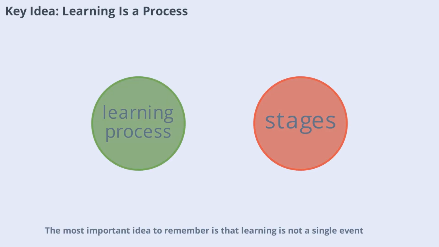The most important idea to remember is that learning is not a single event. It's a process that moves through several stages: sensory input, attention, working memory, long-term memory, and retrieval. If any stage fails, learning becomes difficult. Educational therapy focuses on strengthening each stage so that the brain can process, store, and retrieve information effectively.